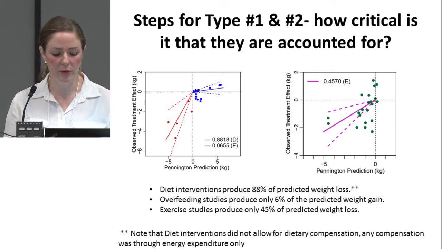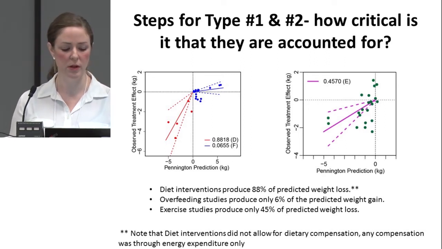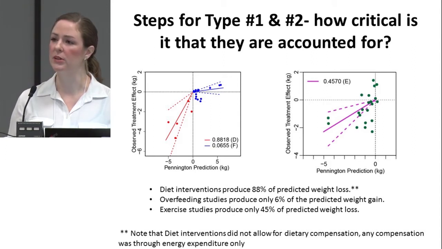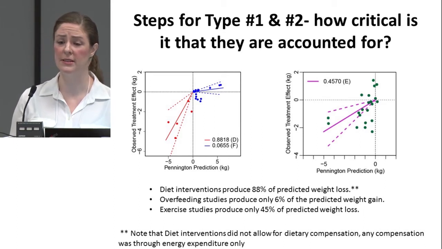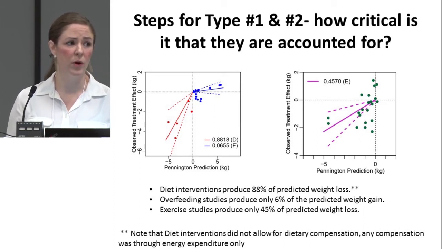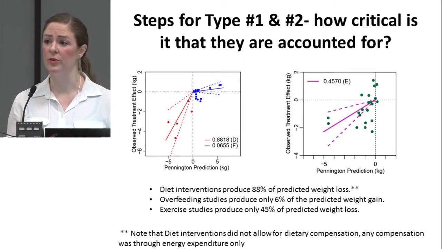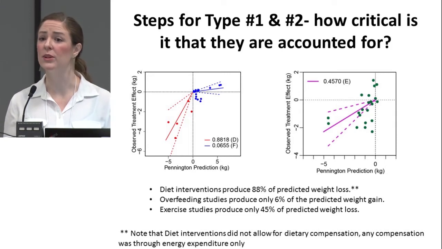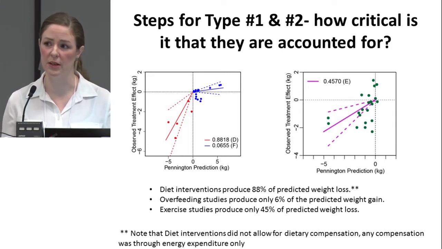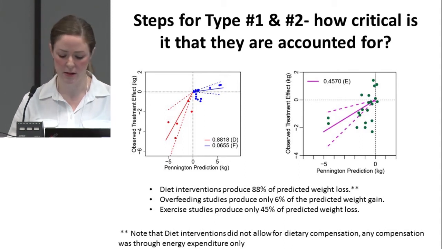Exercise studies only produce about 45% of the predicted weight loss from the dynamic models. And diet intervention studies produce 88% of the predicted weight loss. Now, one caveat to those is we weren't able to find any dietary studies where the diet interventions allowed for dietary compensation. All of those studies only allowed for compensation through physical activity because the food was offered and provided in that instance.